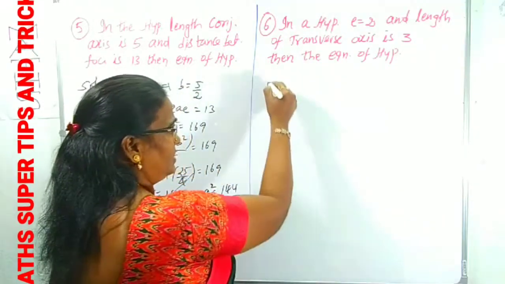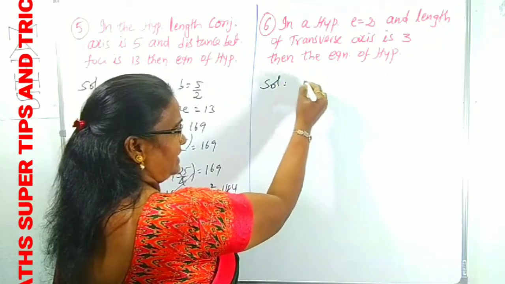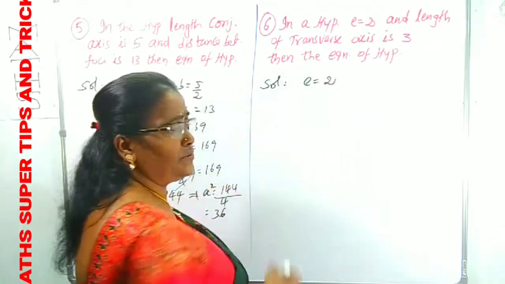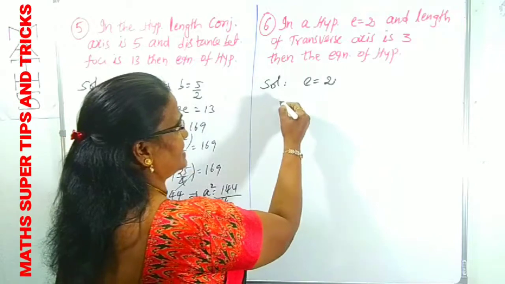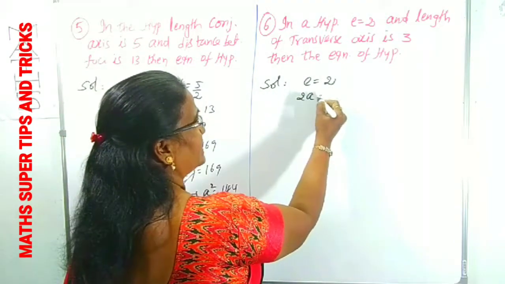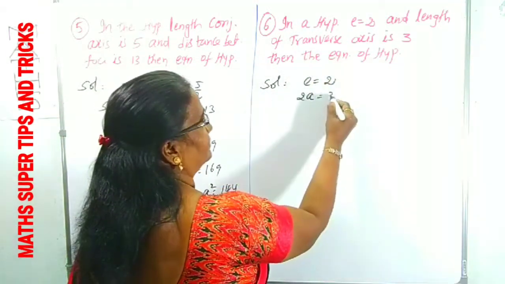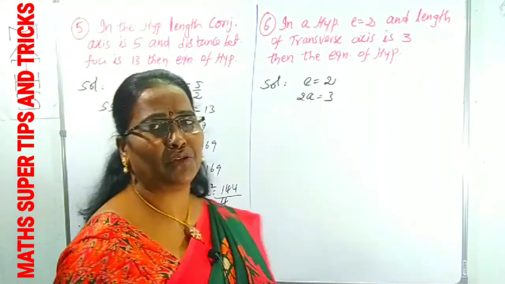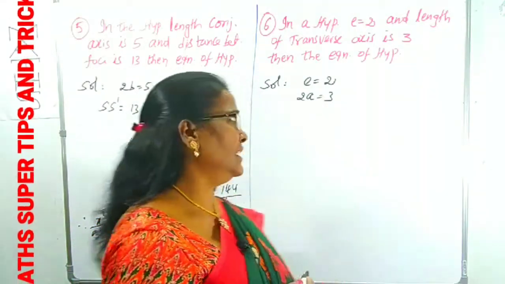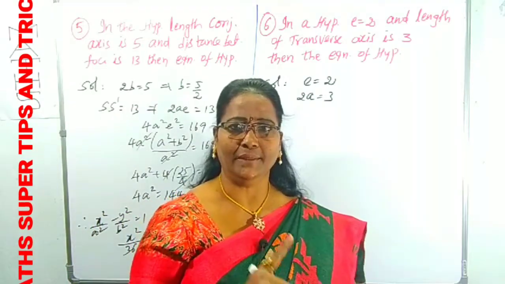Here also two conditions are given. E is given as 2. What is the length of the transverse axis? 2a. 2a is given as 3. Okay, we can find the hyperbola. For that, we have to find a square and b square.